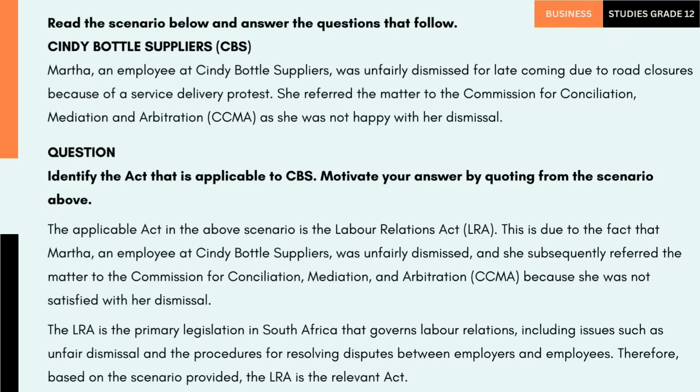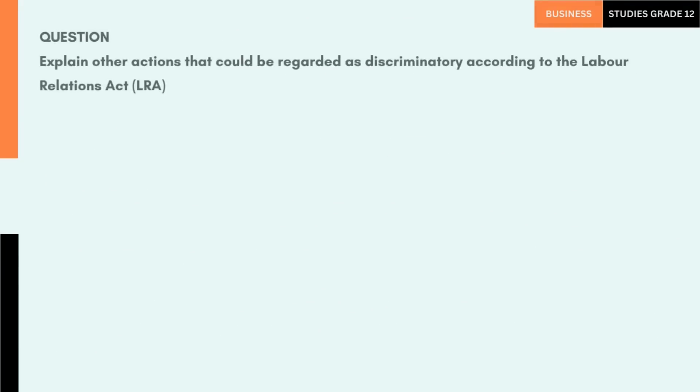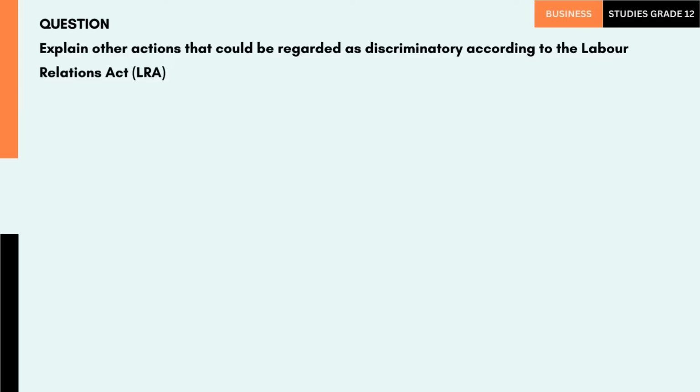The LRA is the primary legislation in South Africa that governs labor relations, including issues such as unfair dismissal and the procedures for resolving disputes between employers and employees. Therefore, based on the scenario provided, the LRA is the relevant act. Question. Explain other actions that could be regarded as discriminatory according to the Labor Relations Act, LRA.